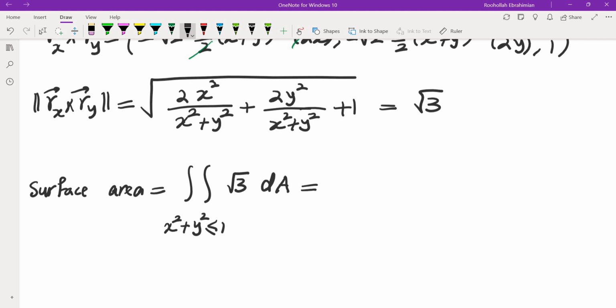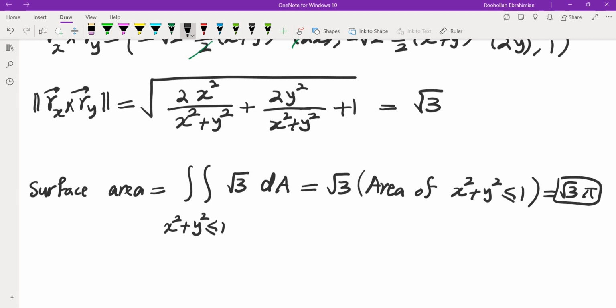So what is this? This is going to be root 3 times the area of the disk x squared plus y squared less than or equal to 1, which is pi. So root 3 pi is going to be the answer.